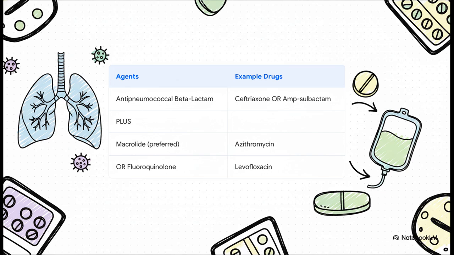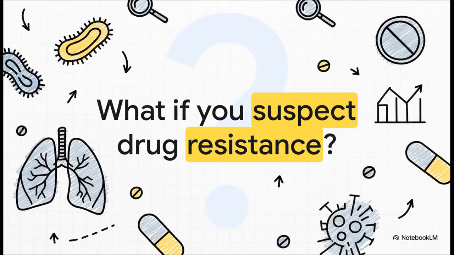And here's a key point. A lot of the observational data suggests that using a macrolide here might actually improve outcomes, maybe because of its anti-inflammatory effects. So it's generally preferred. All right, but what happens if that risk factor screen we talked about a minute ago lit up like a Christmas tree? What do you do if you really do suspect MRSA or Pseudomonas? How does that change the playbook?